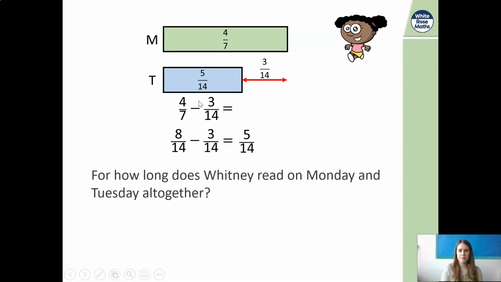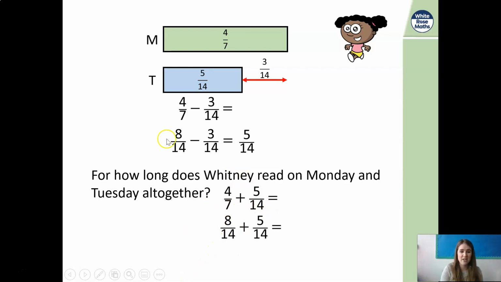So now I have both my fractions for Monday and Tuesday. But now I've got another problem, another dilemma. How am I going to work out altogether what she read on Monday and Tuesday when my fractions are different? Well then, let's find our common denominators. So if I've got 4/7 and 5/14, I know that 14 is a multiple of 7, so let's just multiply that one by 2.